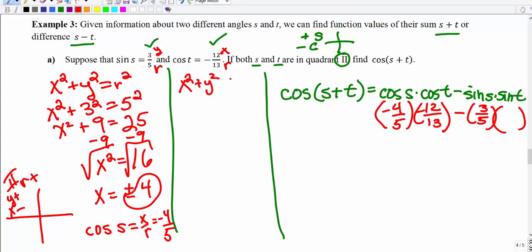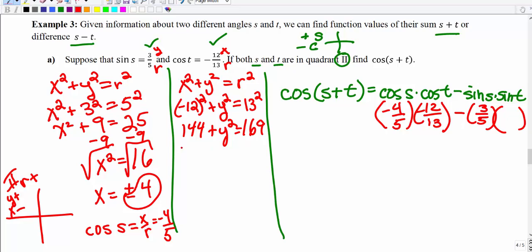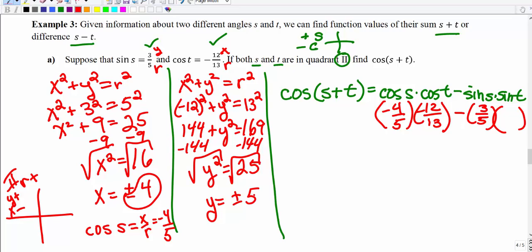Once again, we're going to use our Pythagorean Theorem to solve. So the x value would be negative 12. We're going to square that, plus y squared, and then we know that r is 13. So negative 12 squared would be 144, plus y squared. 13 squared would be 169. We're going to solve for y, so we'll subtract 144 from both sides. We get that y squared is equal to 25, and we're going to take the square root of both sides. So we have y is equal to plus or minus 5.